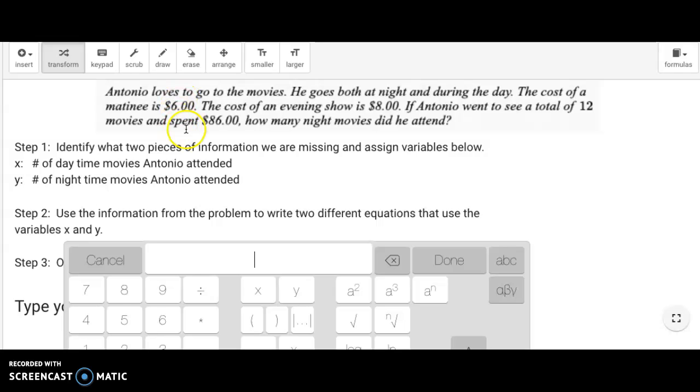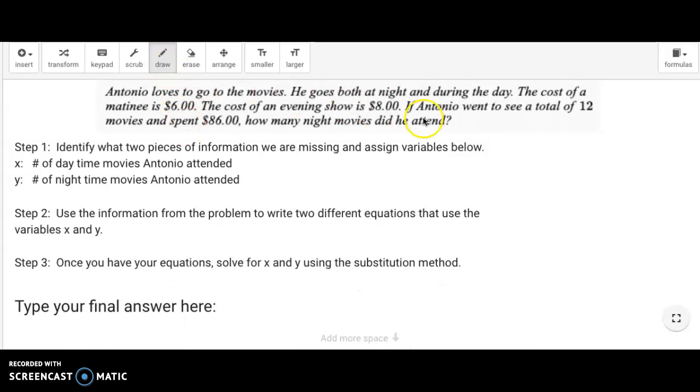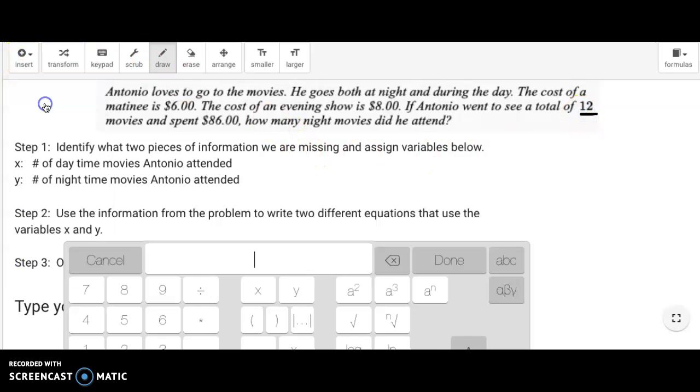So let's break this down. The first thing that I notice is that there is a total of 12 movies. That is information that we can turn into an equation, because if you saw 12 movies, some of them are in the day, some of them are in the night. I don't know how many of each, but I do know that they have to add up to 12. So our first equation can just say x plus y equals 12.